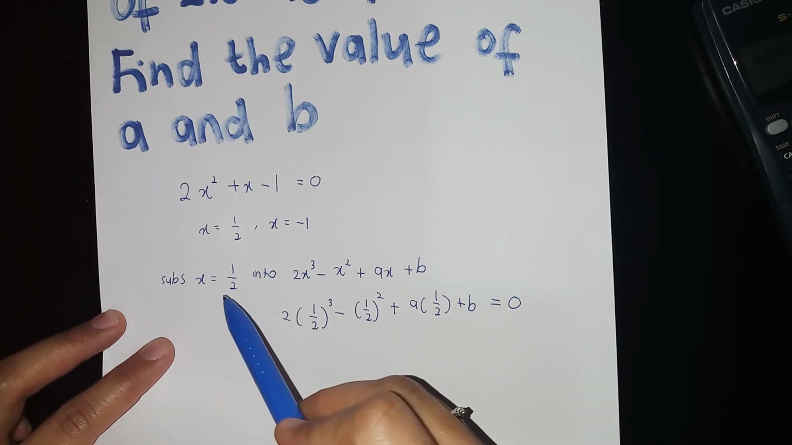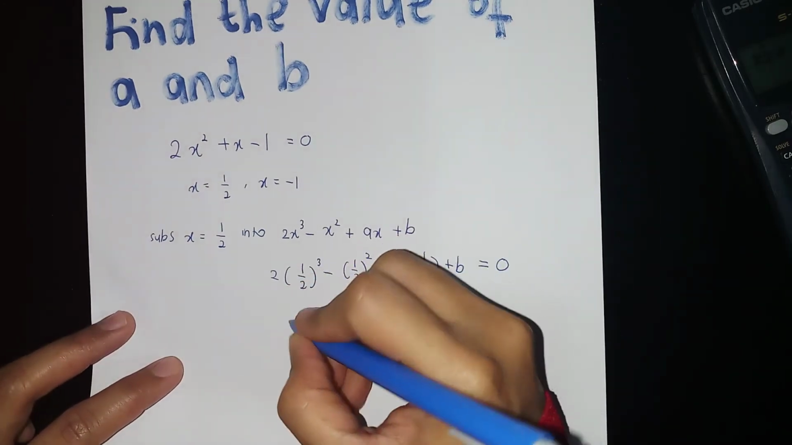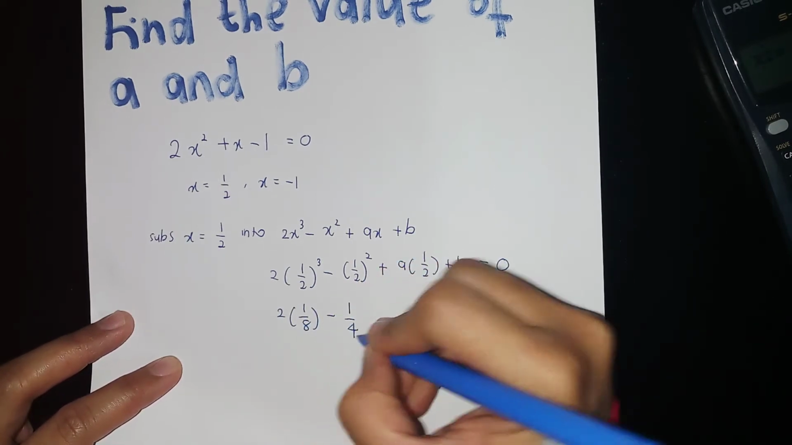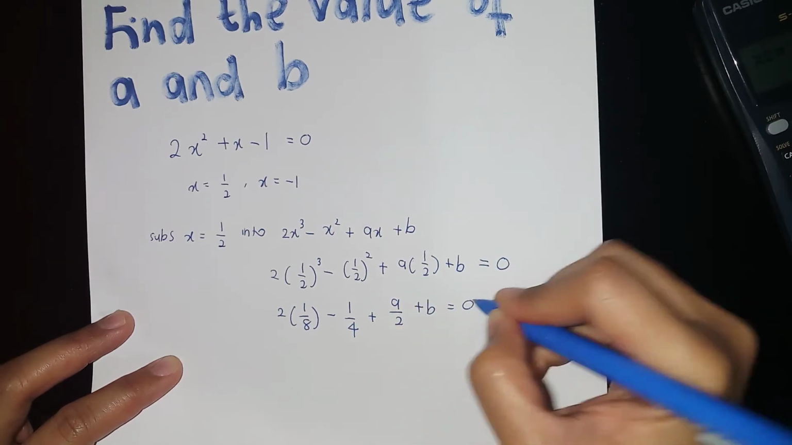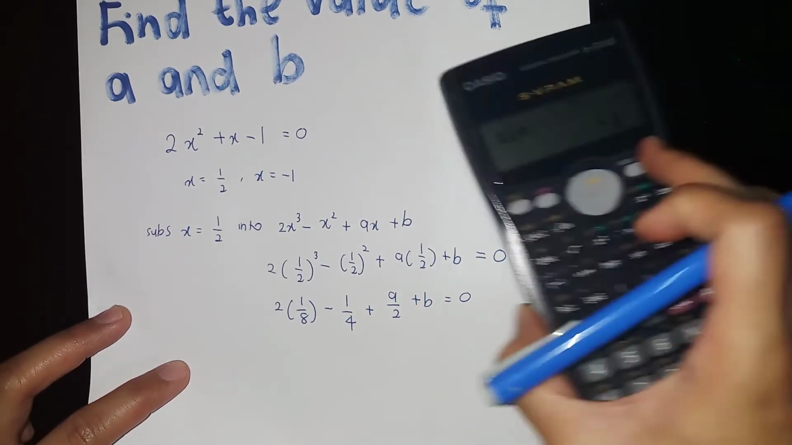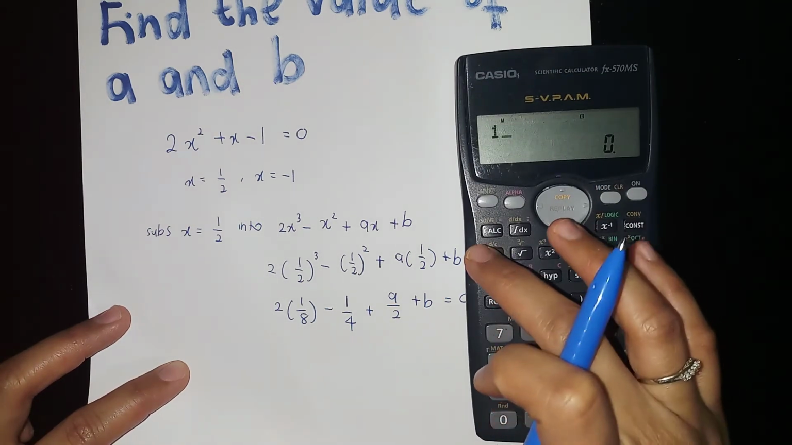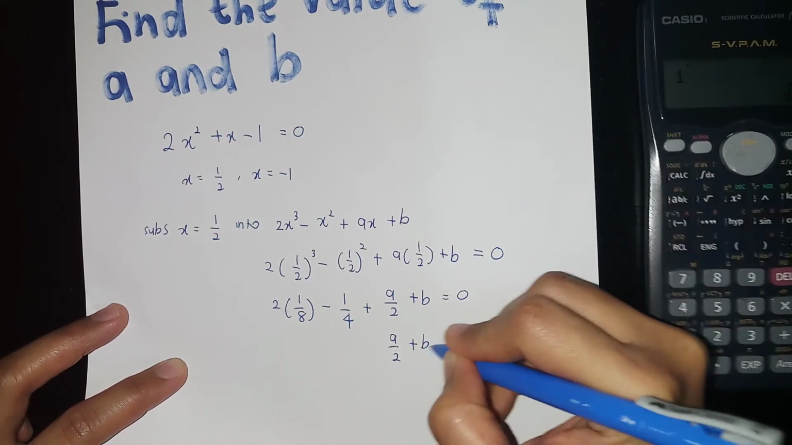So when this is a factor, substitute must get equals to 0 because that is the factor theorem. Okay, so quickly let's just calculate 1 over 8 minus 1 over 4 plus a over 2 plus b equals to 0. So let's simplify this. You should get 1 over 4 minus 1 over 4. You should get a over 2 plus b equals to 0.